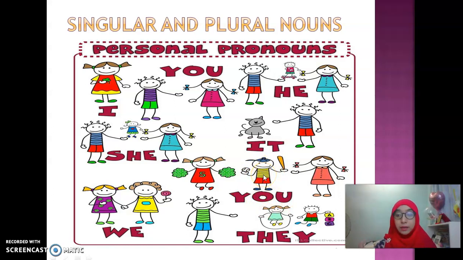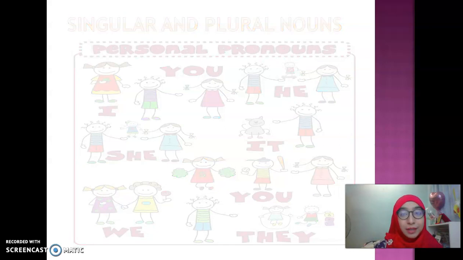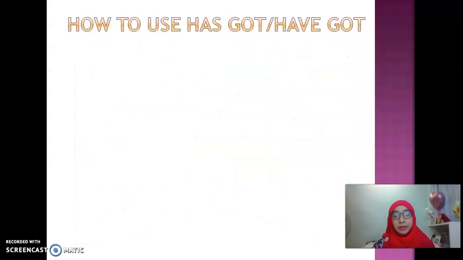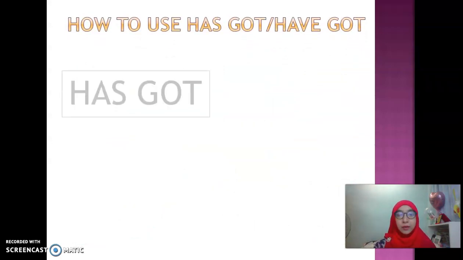So you, we use it as plural here. And then we have we. So we, you, and I. So 1 plus 1 equals 2. 2 is more than 1, so it's plural. And you also have they, 1, 2, so they is plural. Alright, it can be a bit confusing, but I hope that with a lot of practice, you will get the concept. Alright, okay, so now let's look at how to use has got and have got.